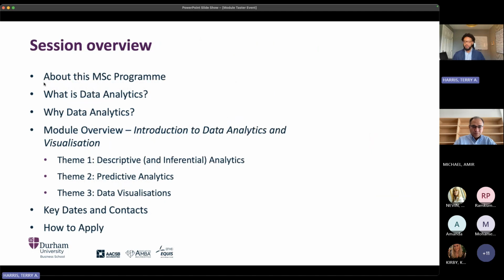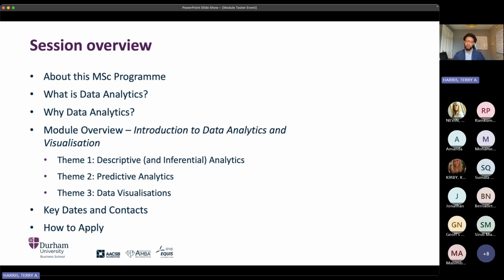So the agenda for today is as follows. First, we'll discuss the program. I'll give you some background as to what the MSc in Accounting Analytics and Sustainability is all about. Why data analytics is important. Of course, you're all here because you're interested in data analytics, so I won't have to explain this too much, but we'll discuss what it is and why it's important. And then I'll give you a brief overview of our module. Our module essentially revolves around three main themes: descriptive analytics, predictive analytics, and data visualization. So I'll give you a brief taster of these three themes. Then I'll point towards some key dates that you need to pay attention to, of course the deadline for applications and so on, some key contacts, and how you can go about applying to our master's program.